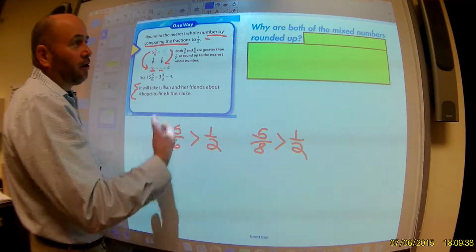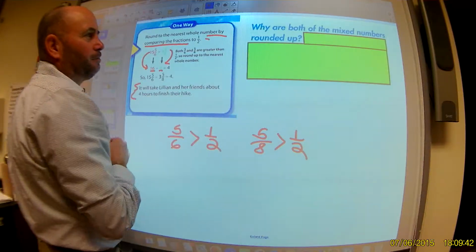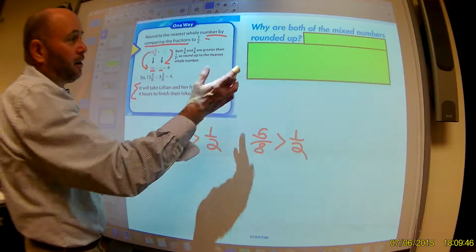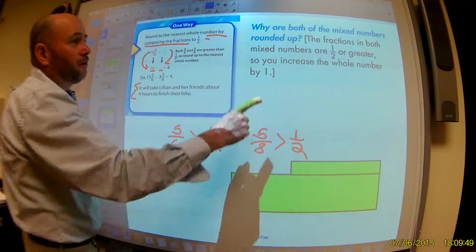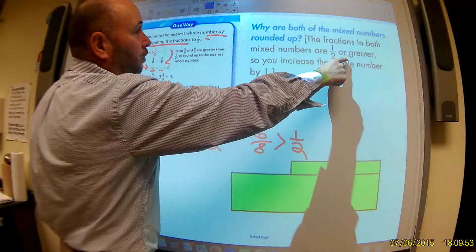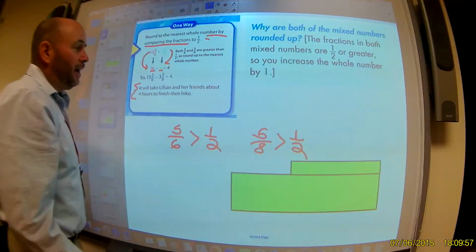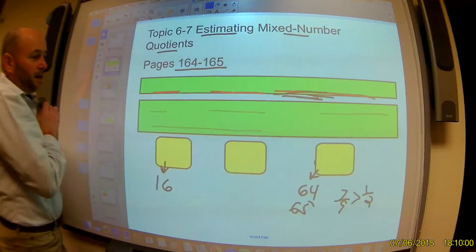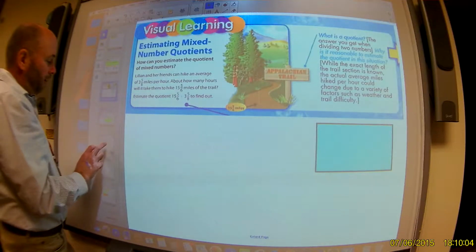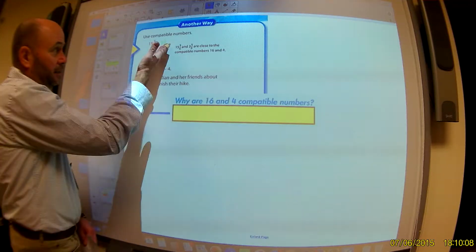Alrighty? Now, a good question you might be asking yourself is, why are both of the mixed numbers rounded up? Well, they're rounded up because the fractions in both mixed numbers are 1/2 or greater, so you increase the whole number by 1. And that goes back to what we discussed at the beginning of the video. So anyways, let's take a look at another way of possibly estimating this answer.